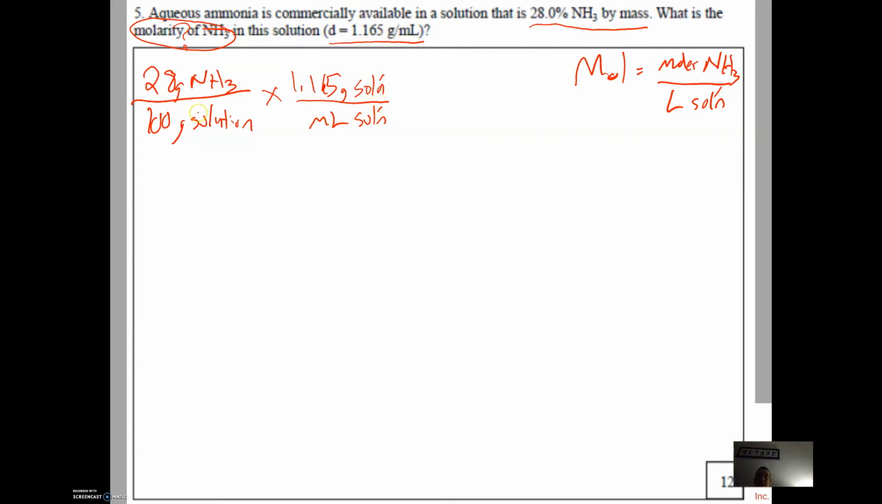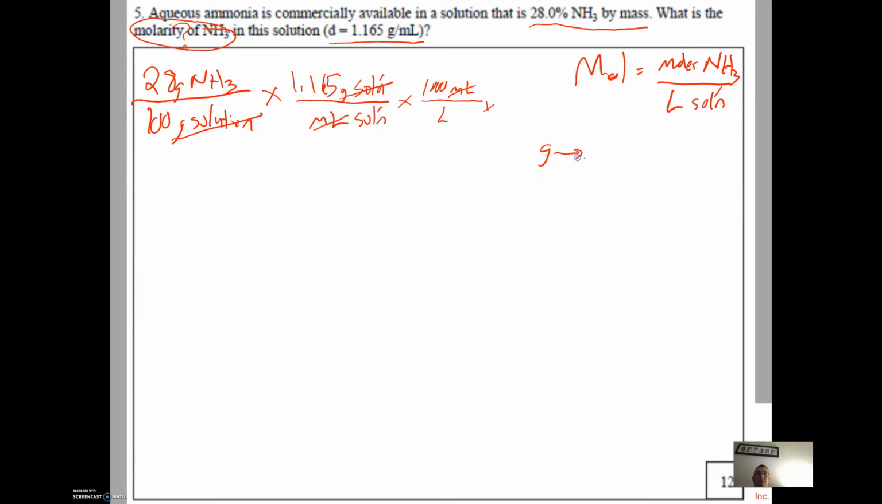Now what we're going to see here is that units are going to start to cancel. Now the grams of solution will cancel the gram solution here. Now we see that we have grams of NH3, we have milliliters of solution. Now our goal is to get moles of NH3 over liters of solution. So first thing we're going to do is convert milliliters into liters. So there are 1,000 milliliters per liter. And so you see that the milliliters are going to cancel out here. And that gets us into liters. And then we need to go convert grams into moles.